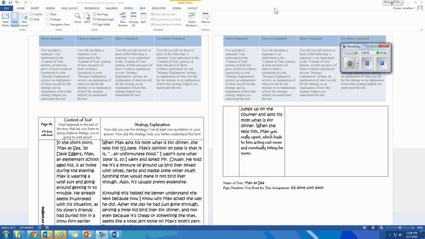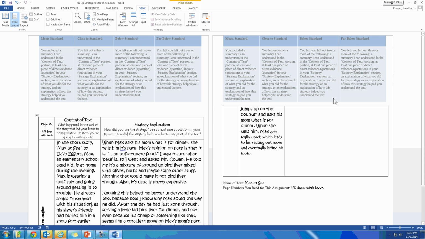So next up we have fix-up strategies. At this part, once you're doing this, you should be 4/6 of the way done with your book, which is 2/3. To figure that out, take the total number of pages, divide by 3, multiply by 2. If you're at that page, you're ready for this. If you're not, you need to go back and keep reading.